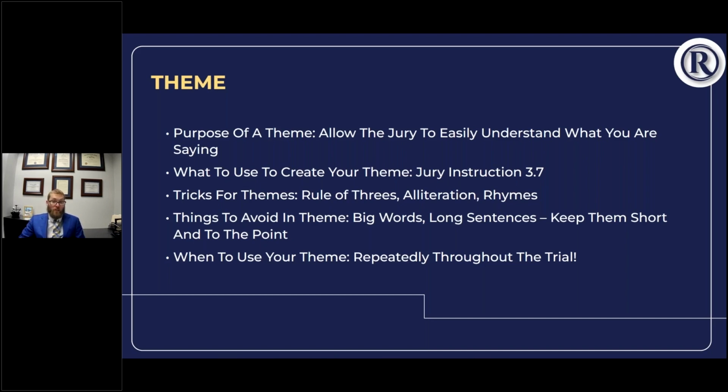There's lots of different tricks for themes. So there's the rule of threes, that you do 3 different words. There's alliteration where each word starts with the same thing, or there's one that rhymes. My favorite DUI theme that I had was no drive, no DUI. I was fighting the first element of DUI, actual physical control, and the car was immovable. So the theme was no drive, no DUI.